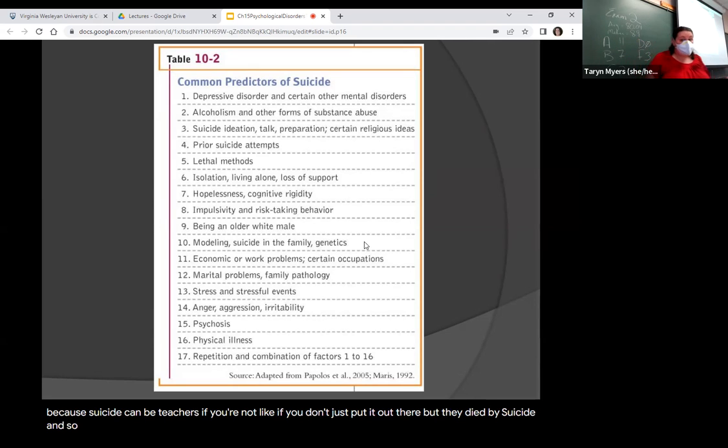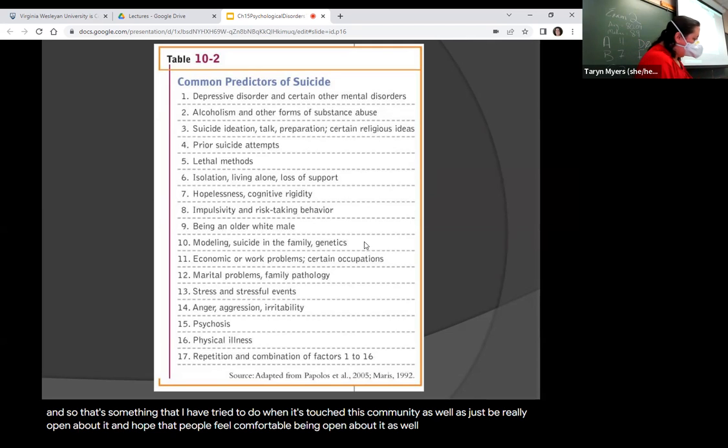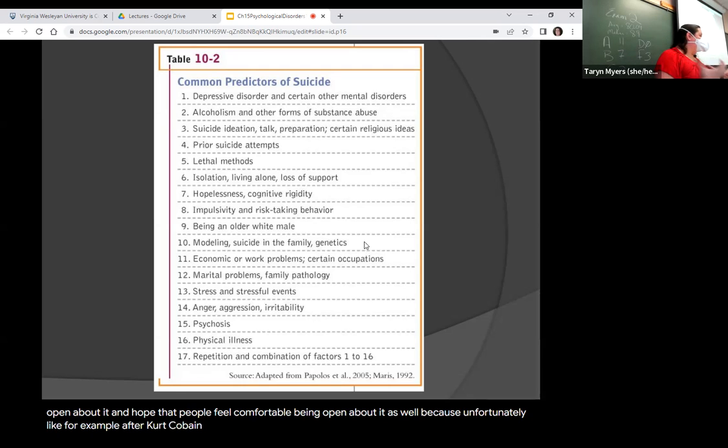And so that's something that I have tried to do when it's touched this community as well, is just be really open about it and hope that people feel comfortable being open about it as well. Because unfortunately, for example, after Kurt Cobain died by suicide, we saw an uptick in young people dying by suicide from that modeling.